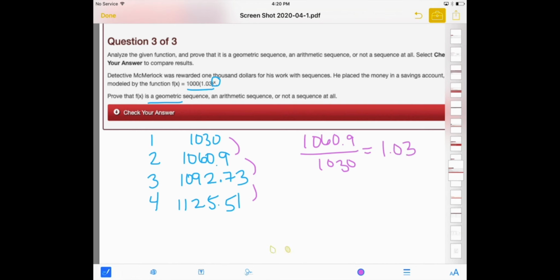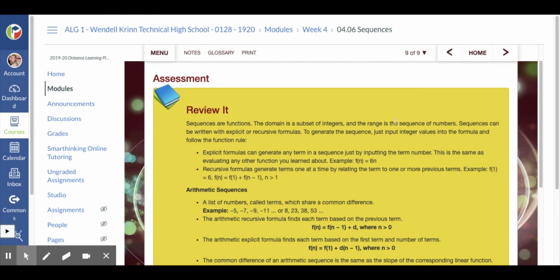Who'd have thought? That's my base. That is what I'm multiplying by. So since I got the same number when I divided second to the first, third to the second, fourth to the third, this is going to be a geometric sequence with a ratio of 1.03.